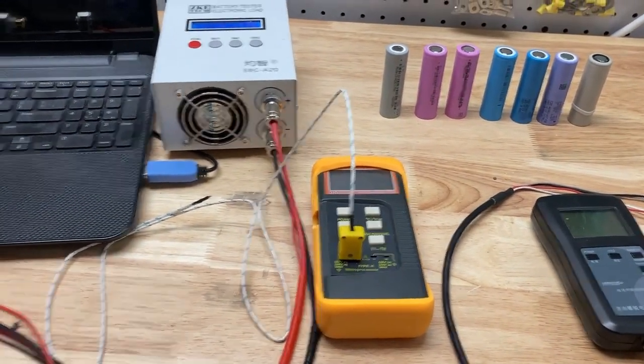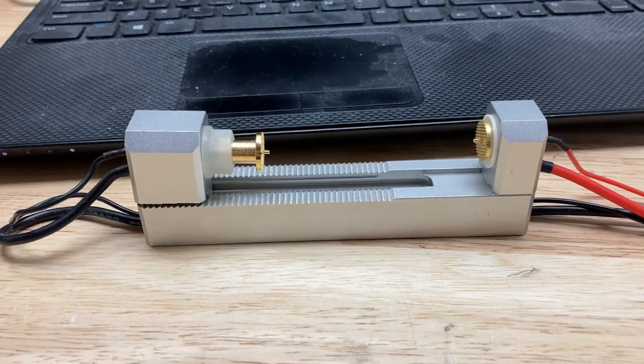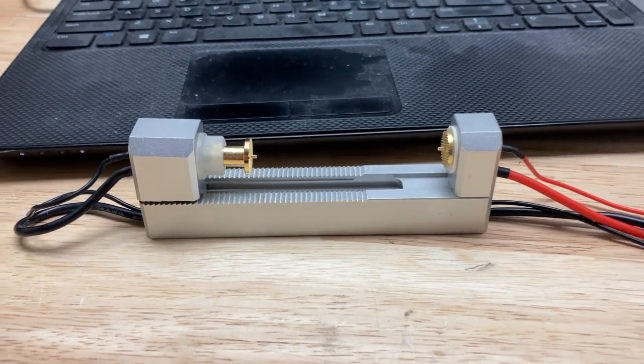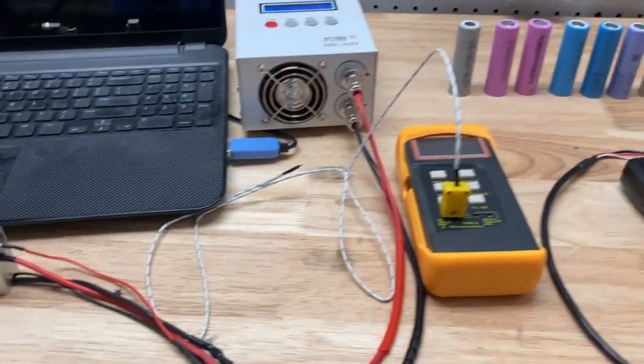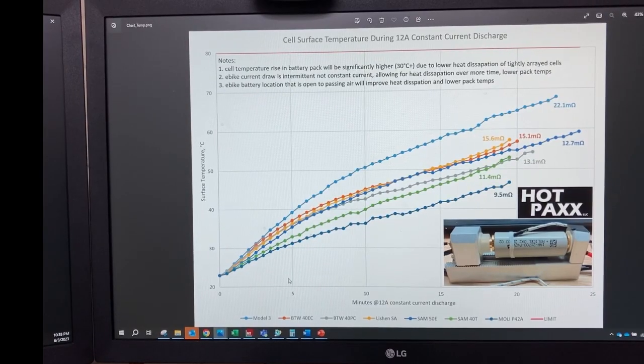Okay, so I'm going to go ahead and take the measurements. Here's the fixture that we'll be using for discharge. So it has independent leads for voltage and current for improved accuracy. And I'm going to go ahead and take the data, and then we'll come back and review it. All right, so here we go.